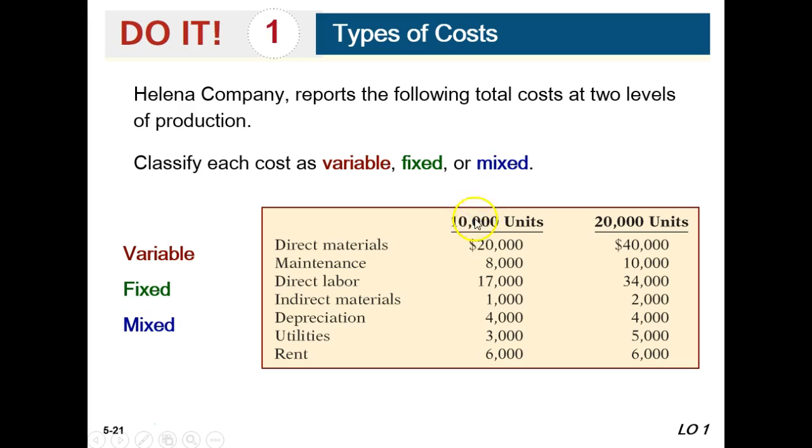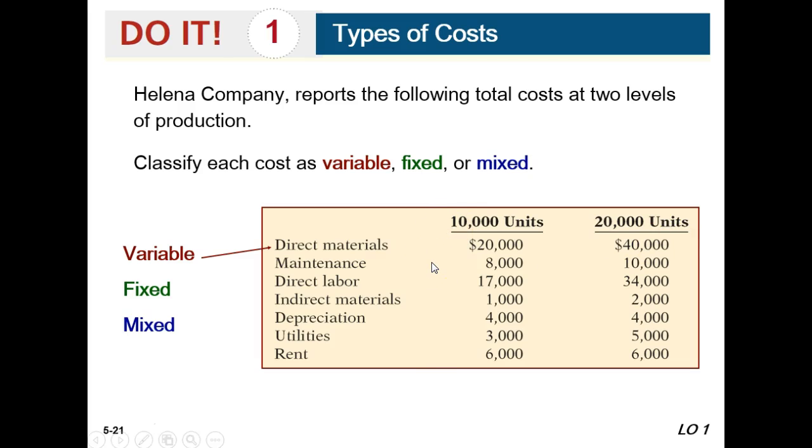So we've got Helena producing at 10,000 units, and then an analysis of them producing at 20,000 units. We need to classify, are these costs variable, fixed, or mixed? So, direct materials are going to be $2 per unit, right? $2 per unit if it's 10,000, $2 per unit if it's 20,000, but the total overall costs are variable related to the quantity.